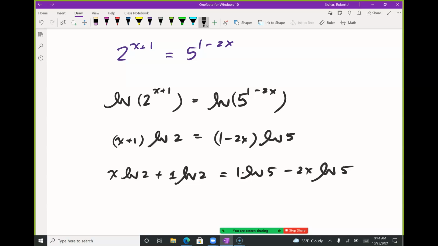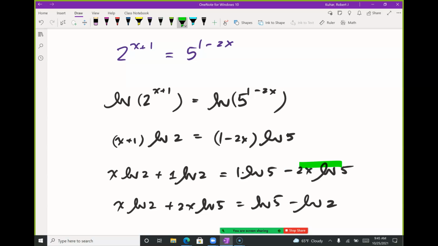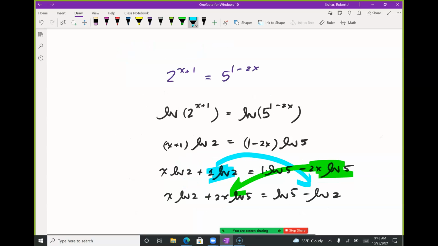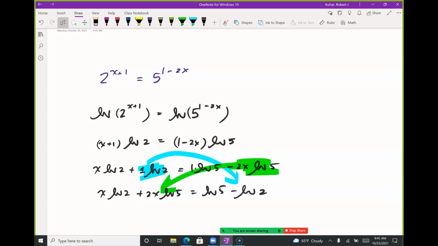Again, I want to gather all of my x terms on one side, minimizing the number of negatives. So I have x ln of 2 plus 2x ln of 5 equals ln of 5 minus ln of 2, right? Does everybody see what's happened? This piece moved from the right to the left and became positive, and this piece moved to the right and became negative. When I move a term, switch the signs, right? Everyone okay?